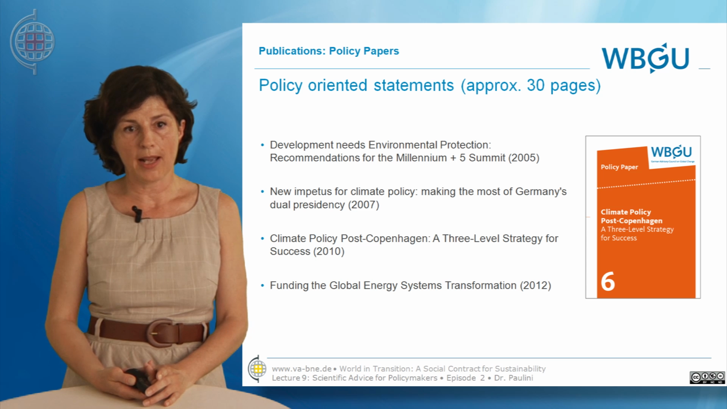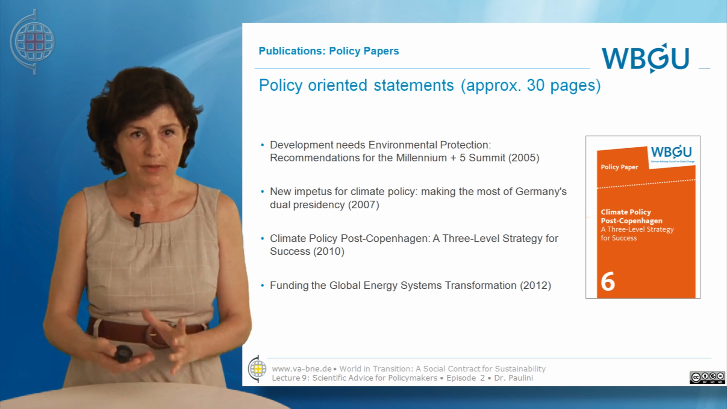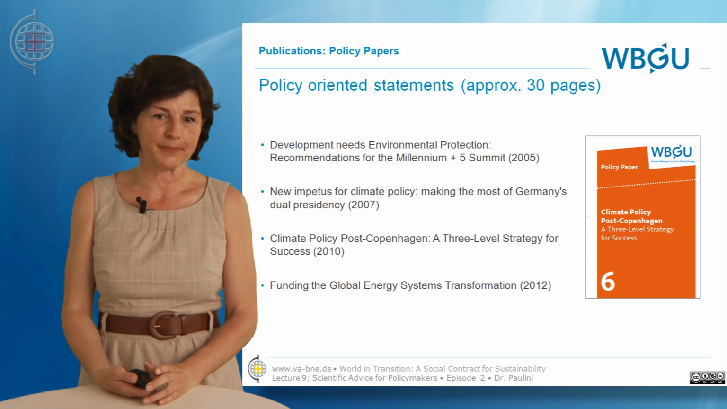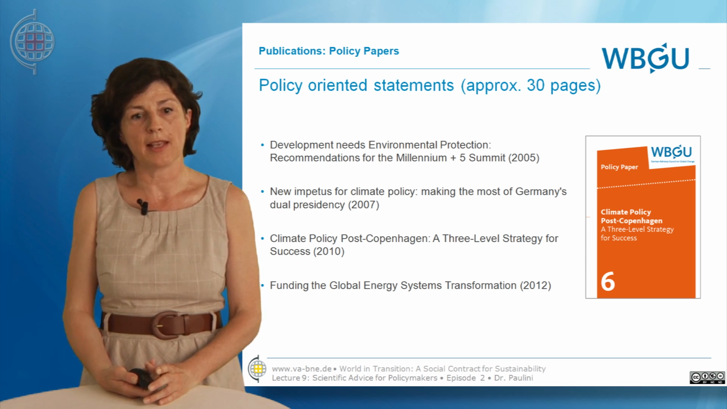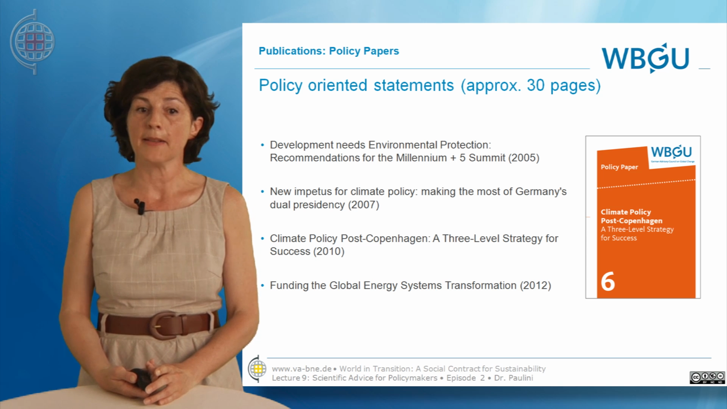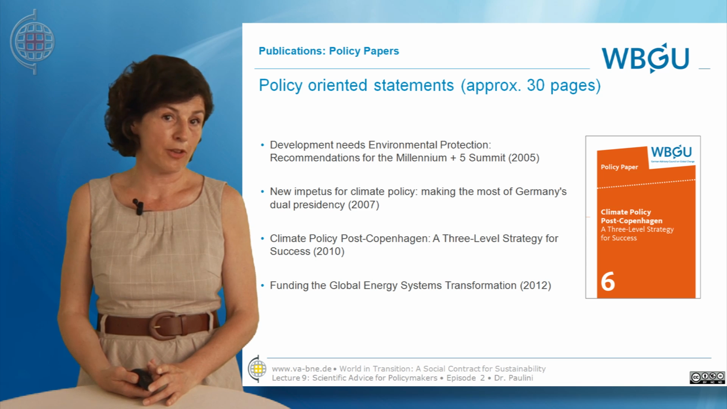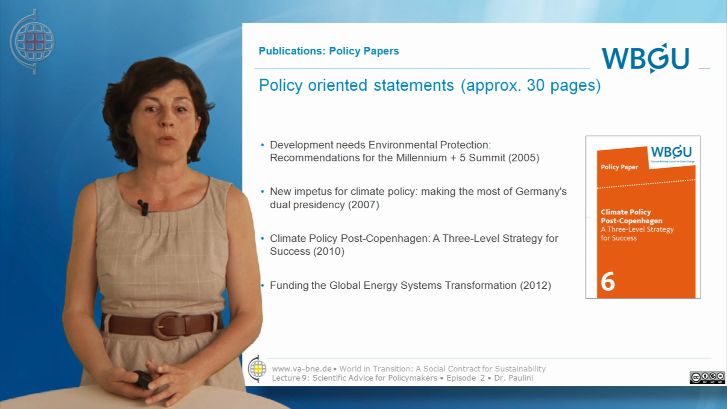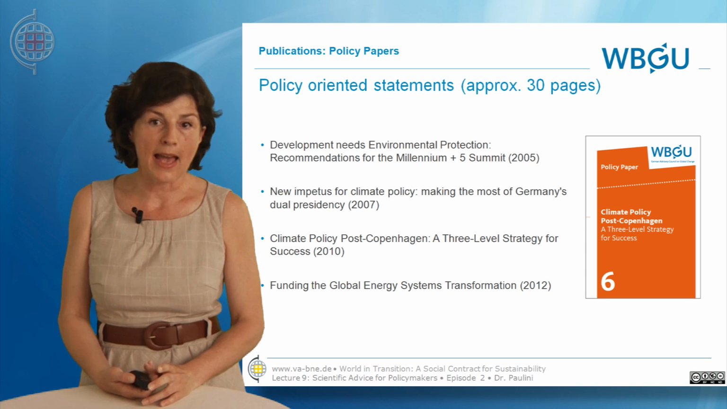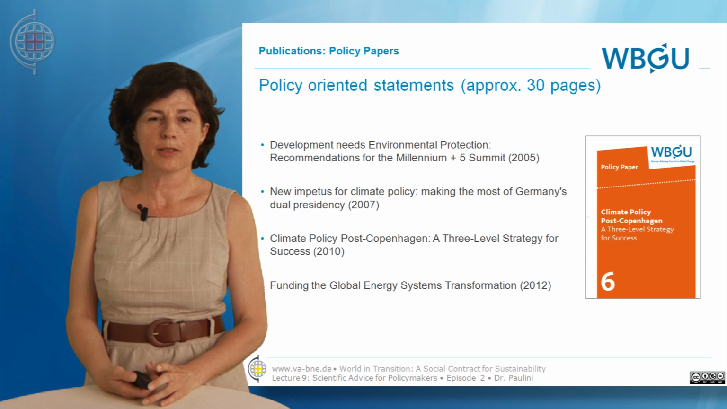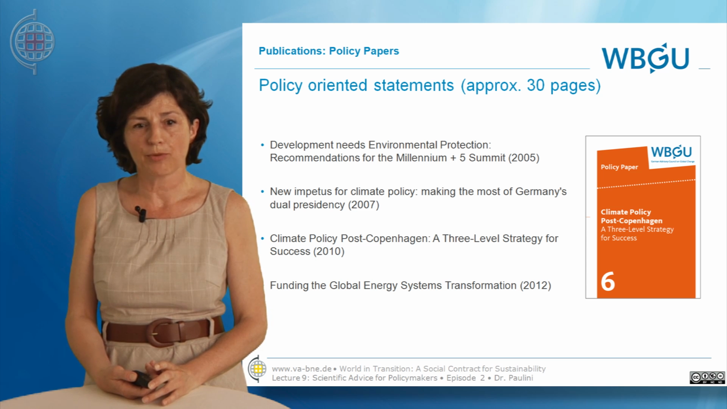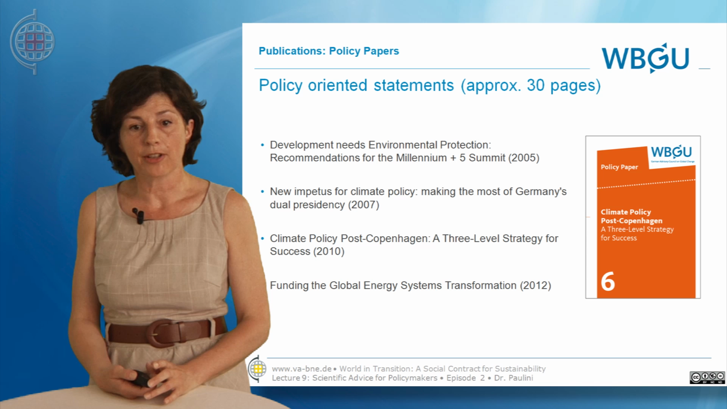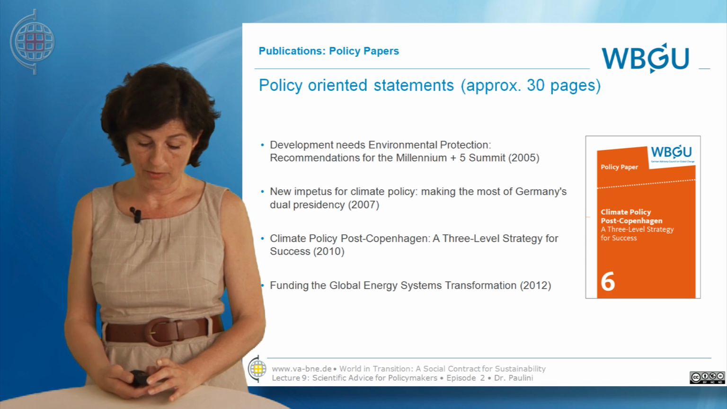The last policy paper, and this one is not published yet at the time this film is made, but will be published soon, is called Funding the Global Energy Systems Transformation. And this policy paper deals with the issue that in Germany and in many other countries worldwide, we are facing a fundamental transformation of their energy systems. And billions of dollars, euros, whatever, will have to be invested worldwide in converting energy systems and in raising energy efficiency. In this policy paper, the WBGU shows that sufficient private capital is available worldwide. However, it must be mobilized by implementing a decisive regulatory policy and by reducing investment risks.